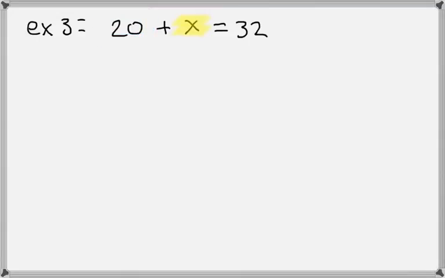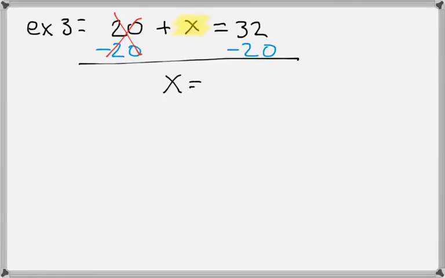So we need to send that 20 to the other side. So we do that by using the opposite operation. So if we have a positive 20, we're going to send him to the other side by subtracting 20 to both sides of the equal sign. So a 20 minus a 20 gives us a 0, which cancels out. So we're left with an x is equal to 12 for our final answer.